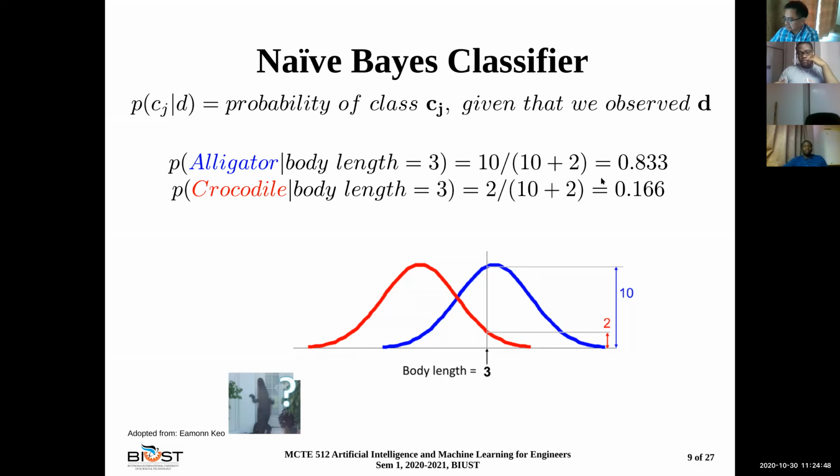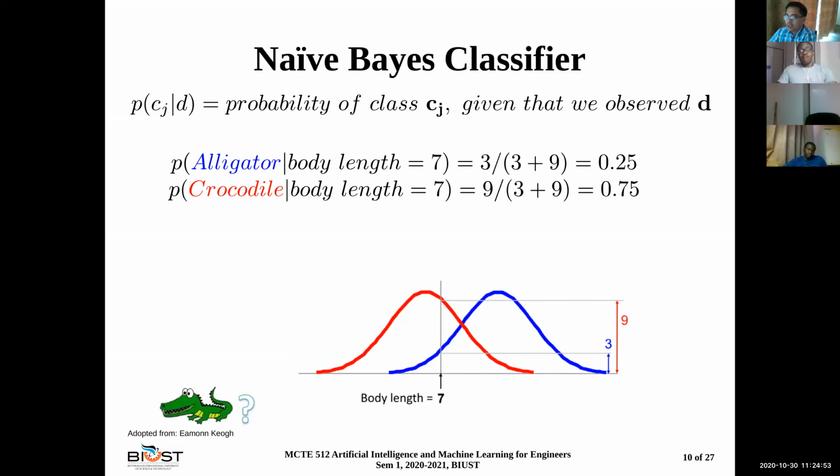So most likely that is an alligator. Now if we choose the body length to be 7, we take the probability of an alligator having a body length of 7 and the probability of a crocodile having a body length of 7. In this graph at 7, there are more crocodiles compared to alligators. In this case, crocodile is 9, alligator is 3. So it means that most likely the animal is a crocodile because it's 7 feet long.